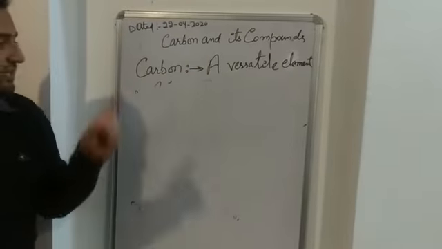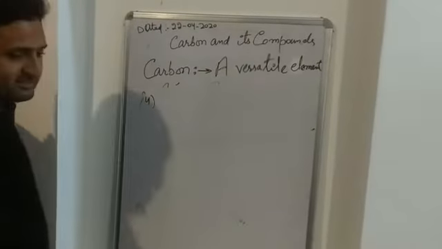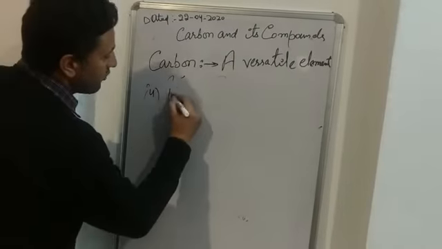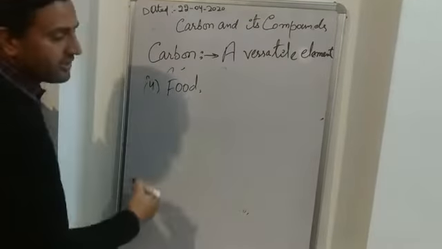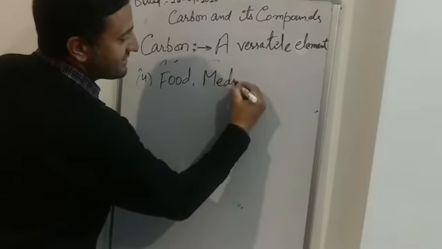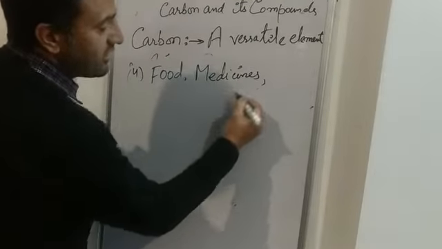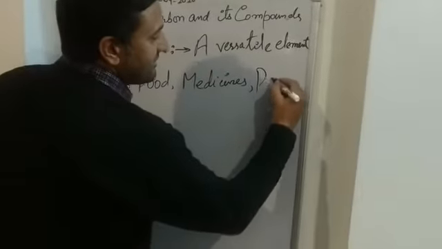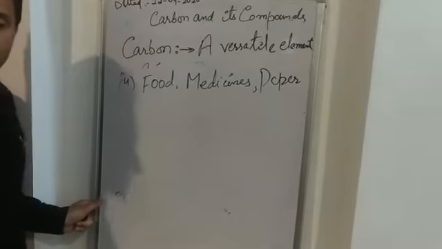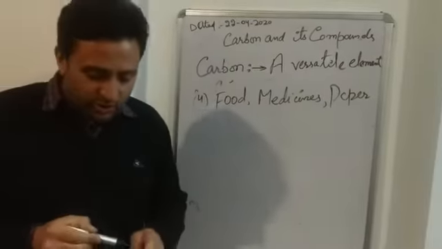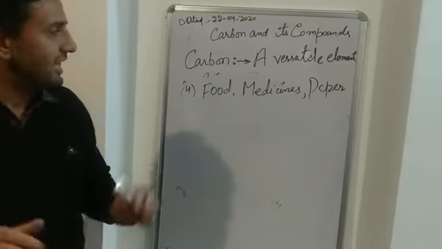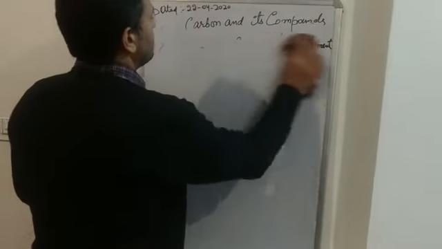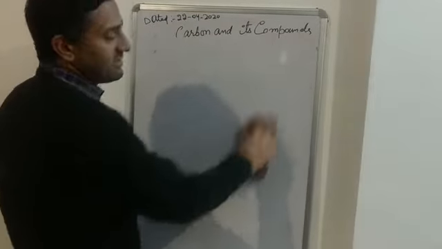And one more thing, carbon is also present in food. Carbon is also present in medicines, the medicines we take and the food we eat. And carbon is also present in paper, the paper which you use in your books, in your notebooks. So carbon is present everywhere. That's why carbon is called a versatile element.